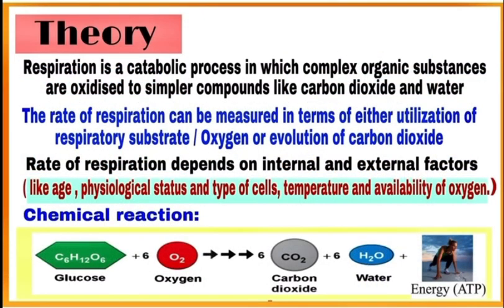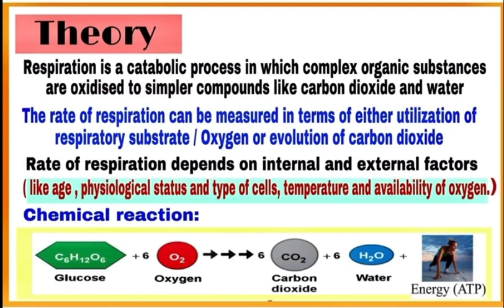Theory of the experiment. Respiration is a catabolic process or breakdown process in which complex organic substances get oxidized or broken down to form simpler compounds like carbon dioxide and water. And the rate of respiration can be measured 1. In terms of utilization of respiratory substrate, 2. In terms of utilization of oxygen, and 3. In terms of evolution of carbon dioxide. Means how much respiratory substrate is being used, or how much oxygen is used in the process, or how much carbon dioxide is evolved. By this we can calculate the rate of respiration.